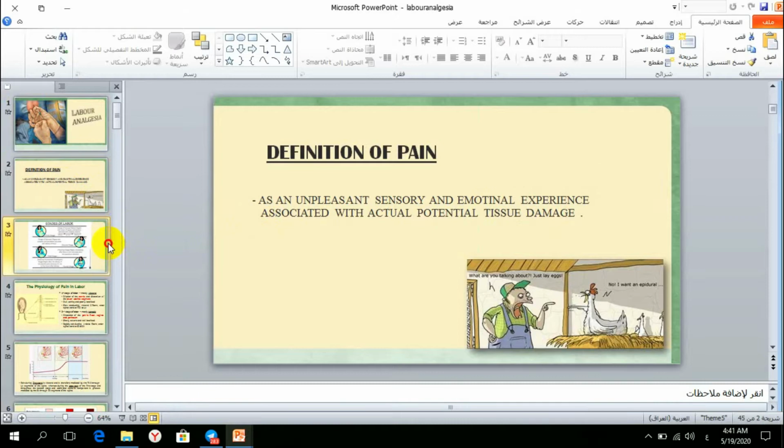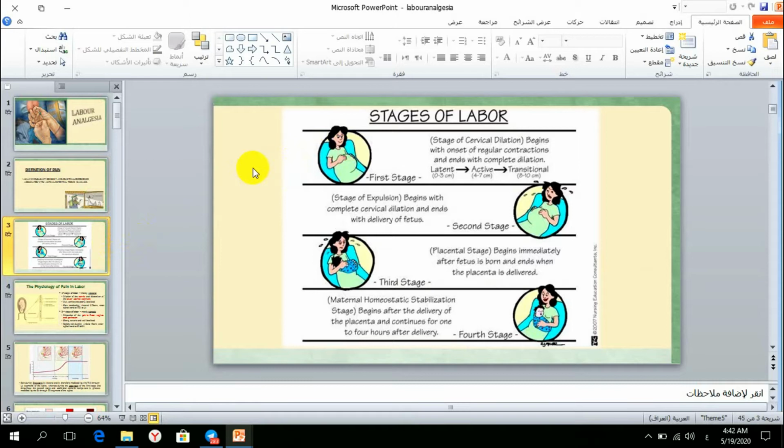Stages of labor. The first stage constitutes the stage of cervical dilatation. It begins with the onset of regular contractions and ends with complete dilatation. Latent phase 0 to 3 cm, active phase 4 to 7 cm, and transitional phase 8 to 10 cm. The first stage runs from the latent phase to the transitional phase, which ends with 10 cm dilatation.